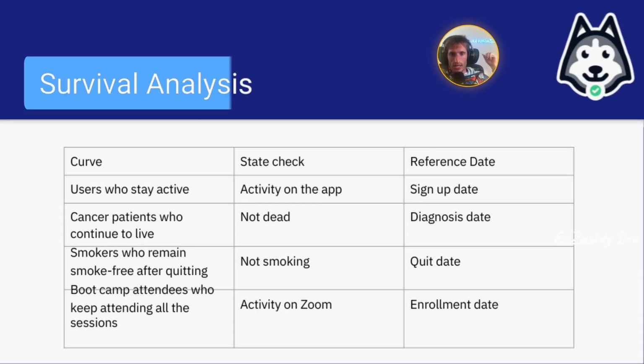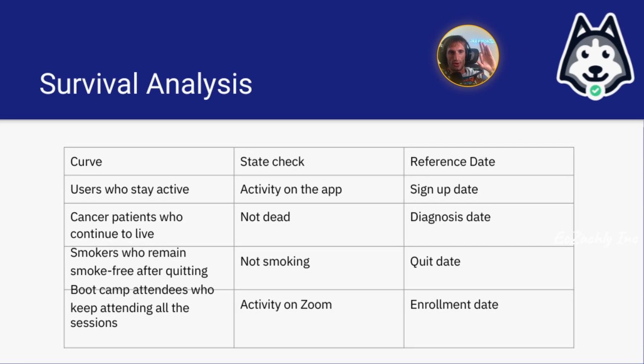So essentially J-curve analysis has three points. You have the curve, you have the state check, and then you have the reference date. So you could think of users who stay on the app, and then the state check is are they active or not, and then the reference date is when they signed up. You can also think of cancer patients. The state check here is that they are still alive. And in this case, the reference date is going to be their diagnosis date.